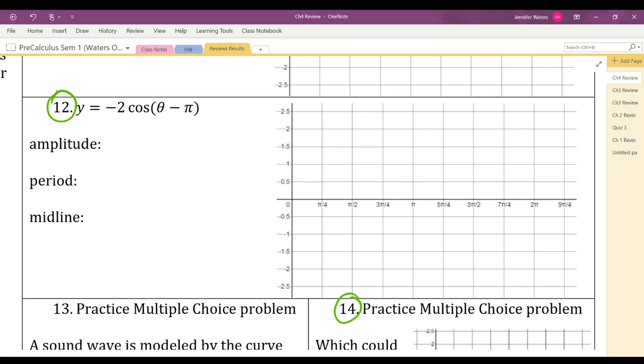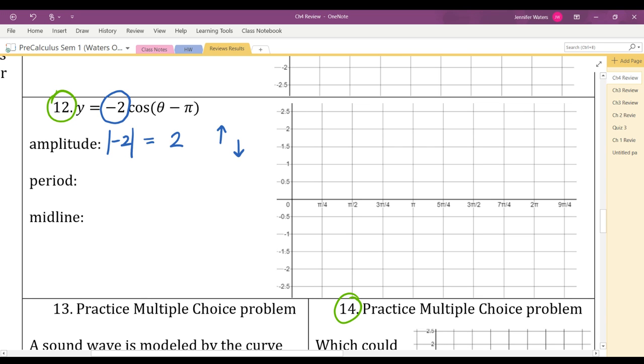This is the pre-calculus chapter 4 test review, and we are on number 12, which is asking us to graph. And the first thing it's asking for is the amplitude. Something that I've noticed, even if the front number is negative, your amplitude is always going to be positive. So think of it as the absolute value. My amplitude here is a 2, which means the height, both going up and down, will be a 2.